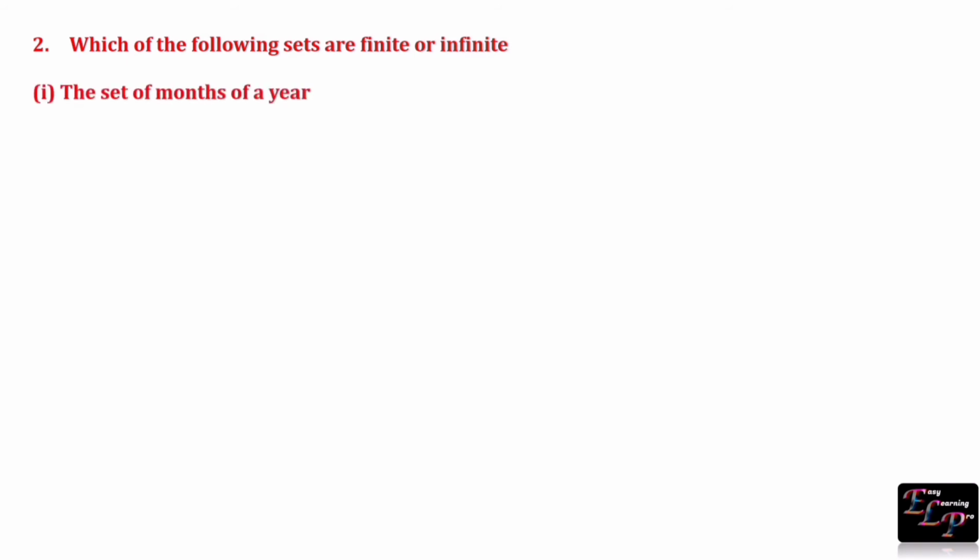The set of months of a year. We know that the number of months of a year is 12. So we can count the number of elements. So it is a finite set. 1, 2, 3, and so on. Here the number of elements is unlimited. So the set is an infinite set.